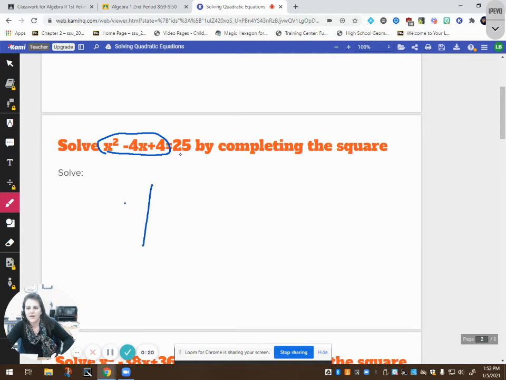Remember, to factor it, I look for factors of the positive 4 that would add together to give me negative 4. In order for it to be a negative sum but a positive product, I know it's going to have to be a negative times a negative. So I'm thinking negative 4, negative 1 is not going to work. So it must be negative 2 times negative 2. If I add those together, it does give me negative 4.